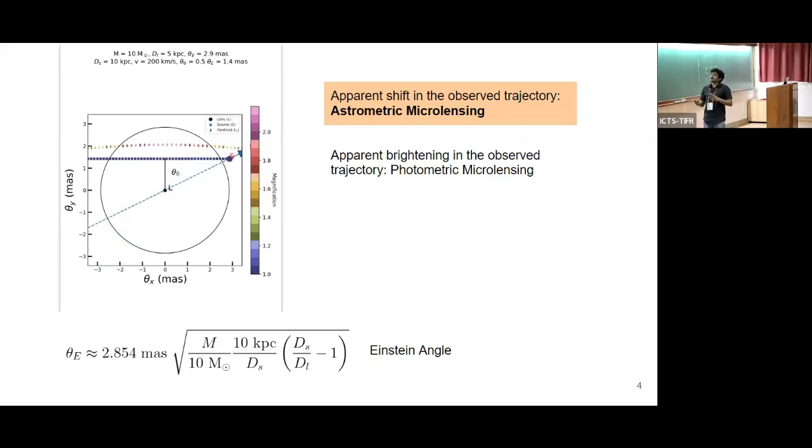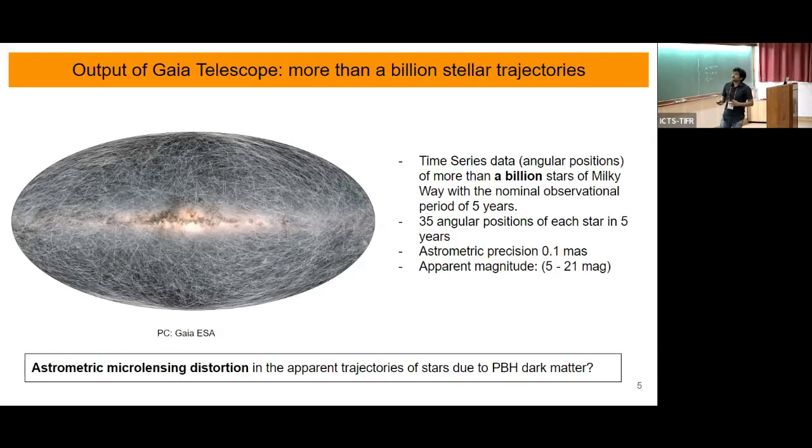So we studied these trajectories and asked, what is Gaia going to give us? As an output, the Gaia telescope gives more than 1 billion trajectories of stars, which is around 1% of the stars in the Milky Way. The astrometric precision of each measurement is going to be something like 0.1 milliarcsecond, and it is going to give around 35 individual positions of a star within 5 years. That is the outcome of the Gaia Space Telescope.